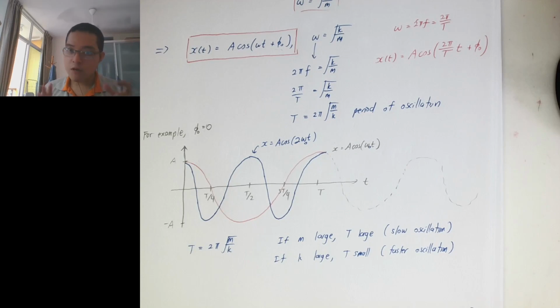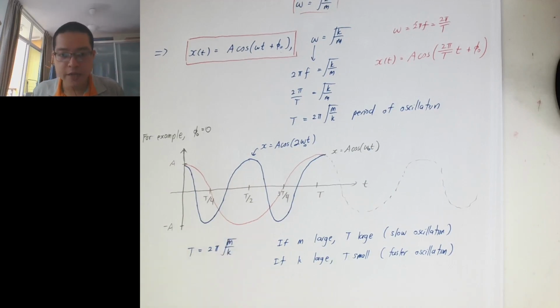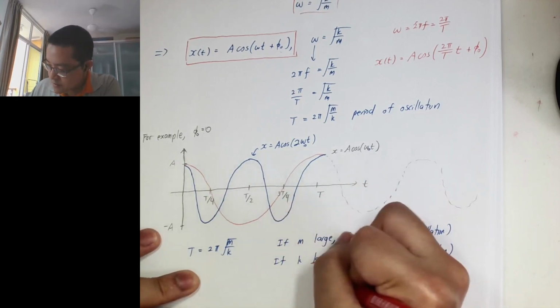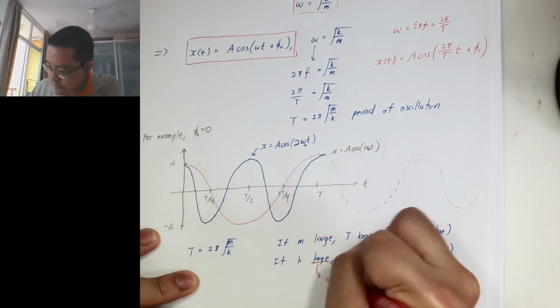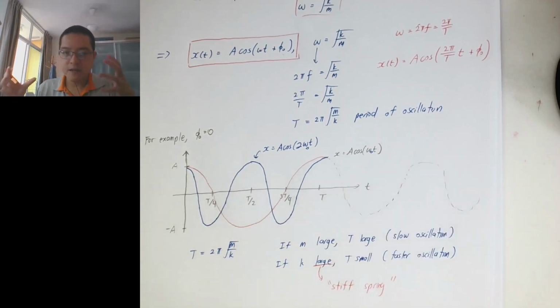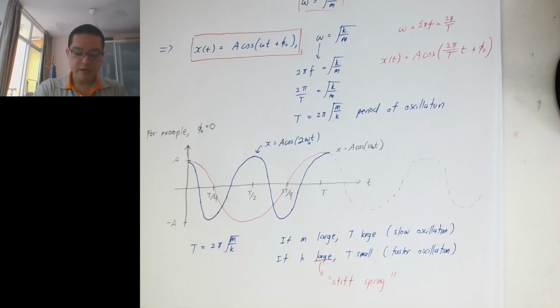If k is small, it's a weaker spring. It's very loose, so you get a slower oscillation. So it depends on the ratio m over k. Large k means stiff, so we call it a stiff spring. Stiff means very hard. So that is the nature of k.